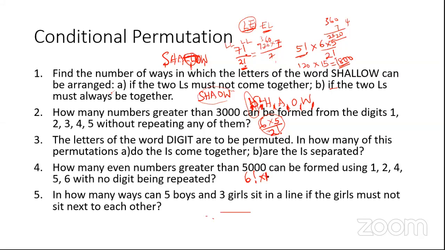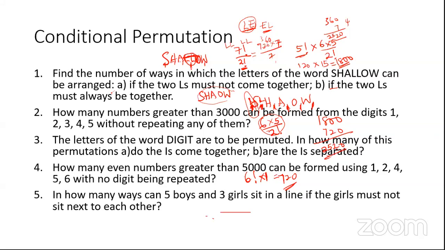Exactly. So by the time you add it together, 6 factorial times 1 will give me 6 factorial. That is 720. So in how many ways can they be arranged so that the two L's must be together, that's 720. If I add 720 to 1,800, will you give me 2520? Yeah, it should give me 1,800 plus 720. Yeah, it will give me 2520.